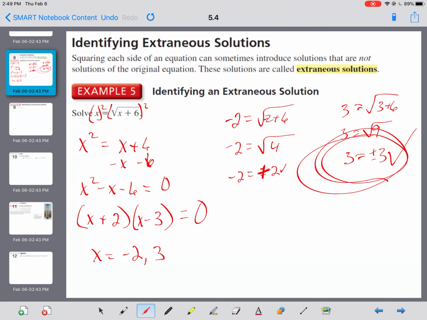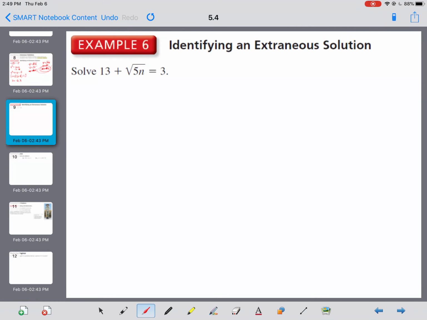So what they're saying is if it comes out positive like this, and you start it out negative, that's a no-no. But if you come out positive, and you start it out positive, that's a yes. So be careful on your extraneous solutions, okay? Ouch. So, solve and then identify any extraneous solutions.